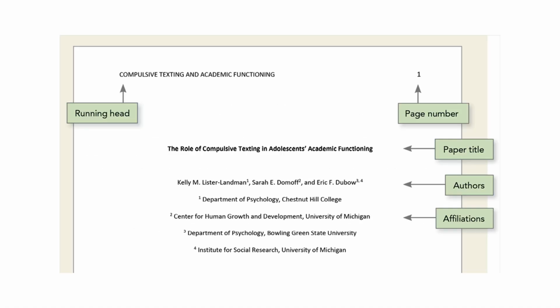So here's an example title page. You can see that the title of the paper is "The Role of Compulsive Texting in Adolescents' Academic Functioning." It's shifted down about 3 or 4 spaces. There's a byline followed by the names of the authors separated by commas, with each affiliation listed below the names. The running head is in the header in all caps, and compulsive texting and academic functioning is written as an abbreviation for the full title. And lastly, the page number is in the upper right-hand corner of the paper.